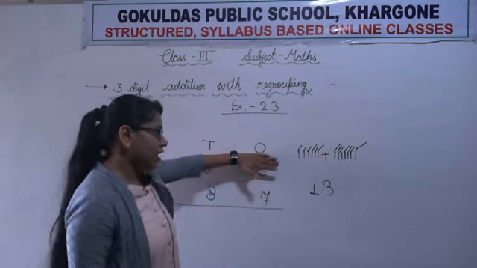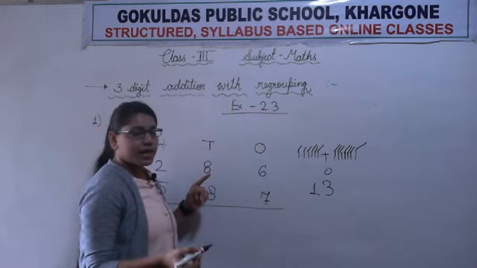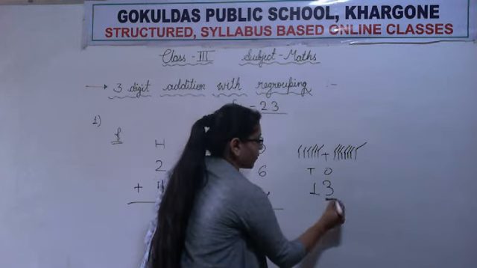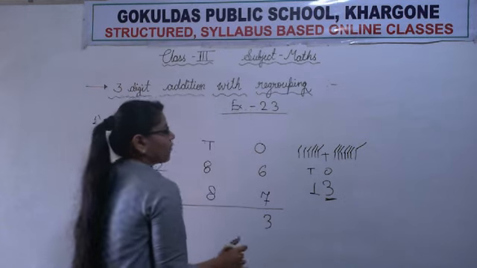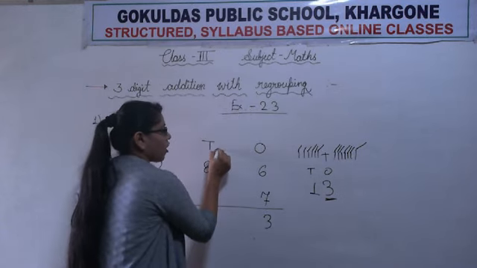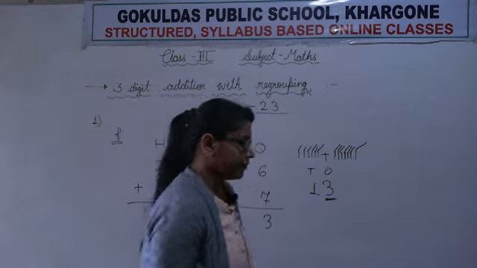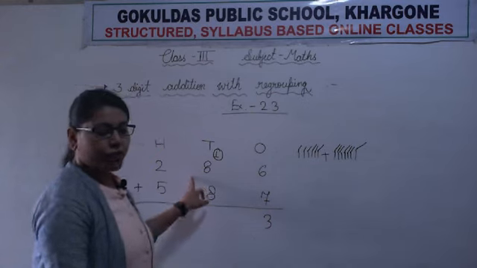So, we added ones. So, we will write ones here. And the next position which comes after ones is tens. So, we will write tens here. So, we will write this 3 below ones and we will write this 1 in the tens column in the form of carry.